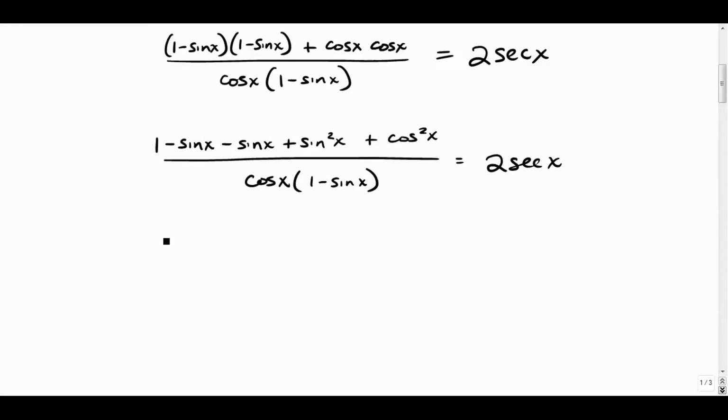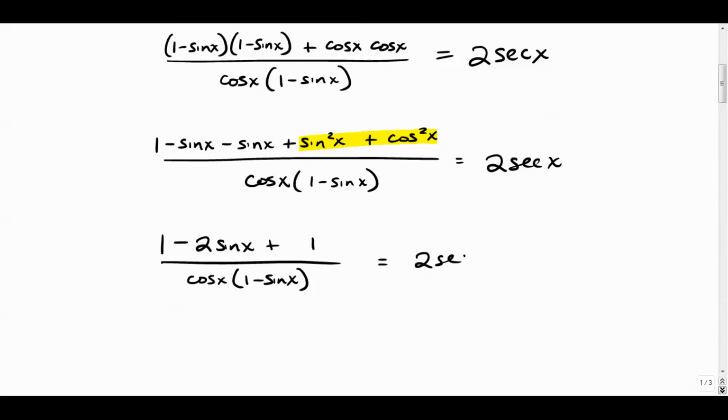Let's clean this top up, this numerator. We have 2 of these things, so 1 minus 2 sine of x plus, oh wait a minute, this is kind of cool. Isn't that 1? Right, that's our Pythagorean identity. Sine squared plus cosine squared equals 1. So I'll change that right now. So I did 2 things right there.